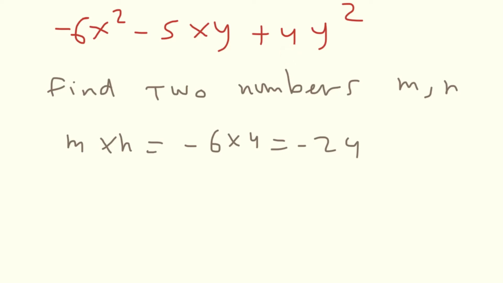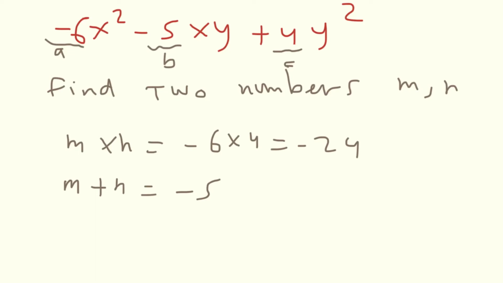Remember, this is a, this is b, and this is c. The numbers, not the variables, only the numbers: minus 6, minus 5, and 4. When you multiply these two numbers, you get ac, which is minus 24. And when you add them, still like before, you get b. What is b? Minus 5. So that's our job, to find two numbers. When you multiply them, you get ac. When you add them, you get b.